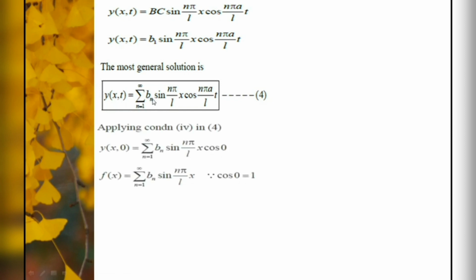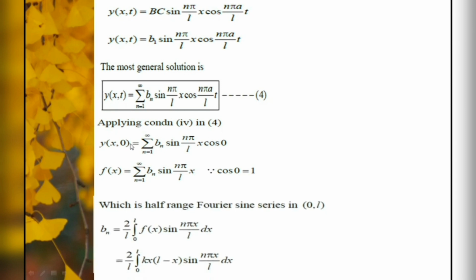In this case, we have to find what is our Bn, but still we have one more condition, that is the initial displacement. That is given as y of x comma 0 equal to f of x, and for our problem our f of x is nothing but kx into L minus x. Now let us apply the fourth condition, that is y of x comma 0 is our f of x, summation n equal to 1 to infinity Bn sin n pi x by L into cos 0. Cos 0 value is 1, therefore I have Bn into sin n pi x by L.